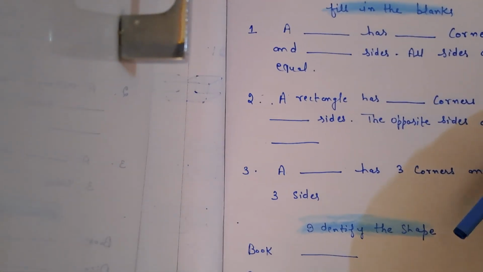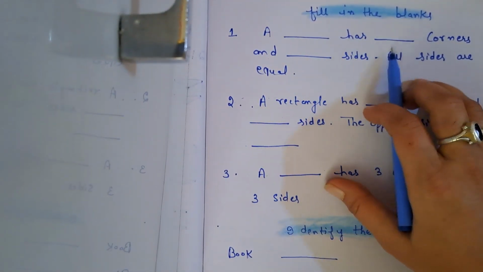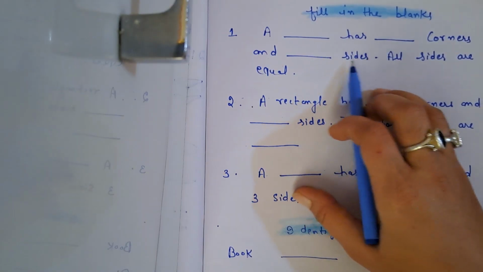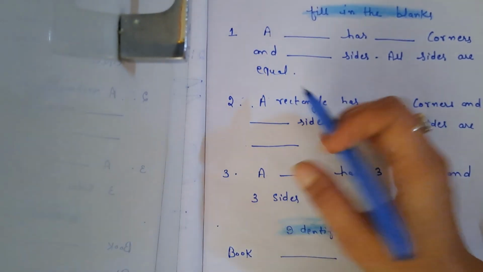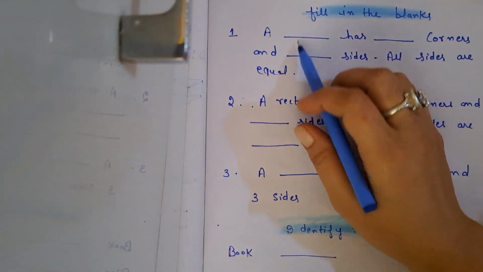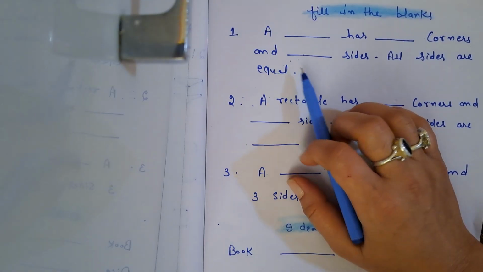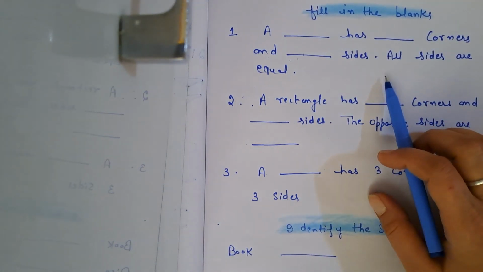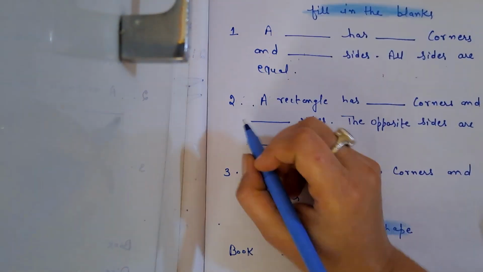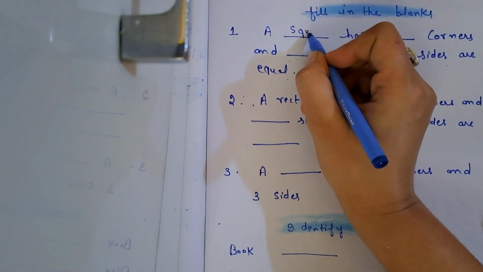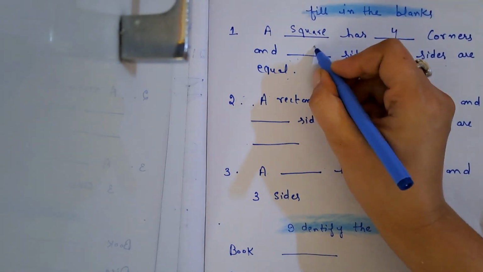This is filling the blanks. Okay, let's see the first: a dash has dash corners and dash sides. All sides are equal, that means this is the definition of which figure? Square. Okay, because all sides are equal, that figure is a square. So a square has 4 corners and 4 sides.